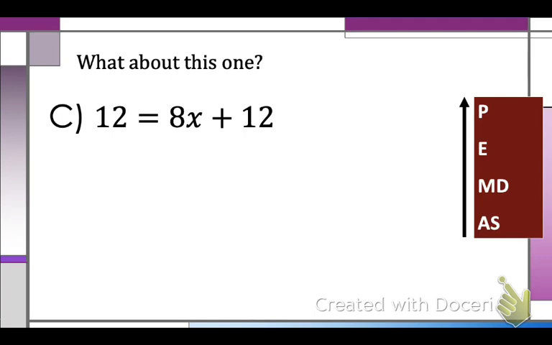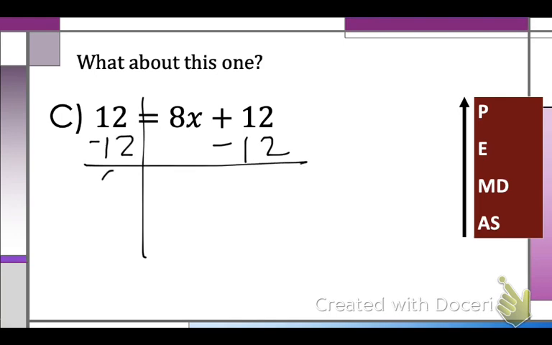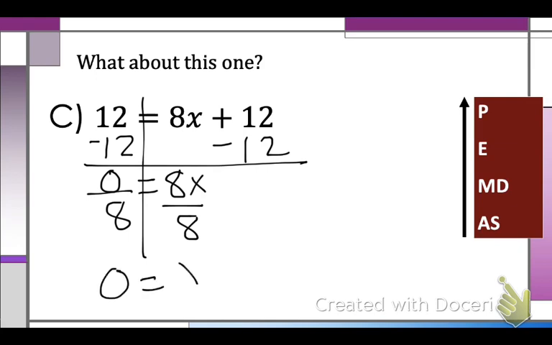Okay, this one, same concept as the last one. We're going to start by subtracting 12 from both sides. And I'm going to get 0 equals 8x. And that's okay to have. Then I'm going to divide by 8. 0 divided by anything is 0, so 0 equals x. And that is my answer.